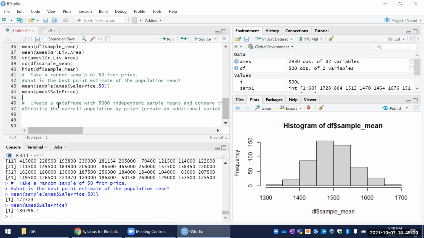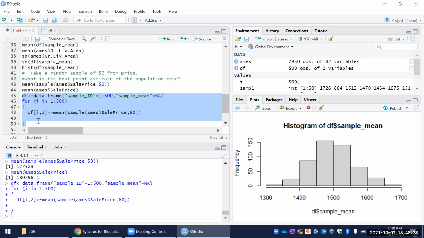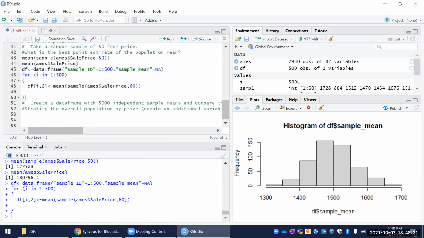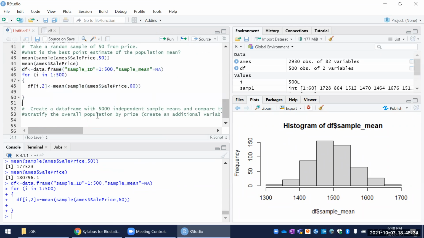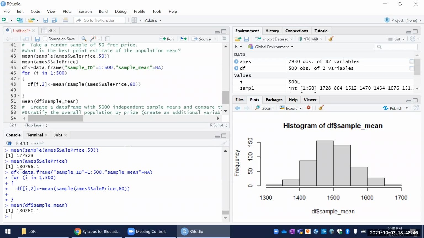Now let's see whether we're gonna get closer if we're doing our approximation of the sample mean. So now we do mean, now we do mean DF sample mean. You see the difference, right? You're approximating your population mean much closer by creating an iteratively calculated and computed sample mean for 500 times.